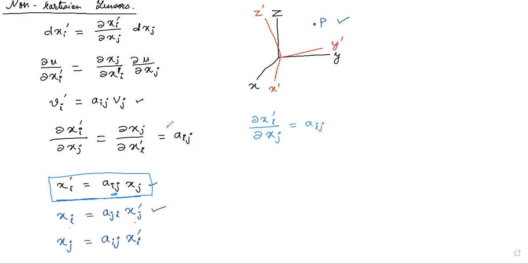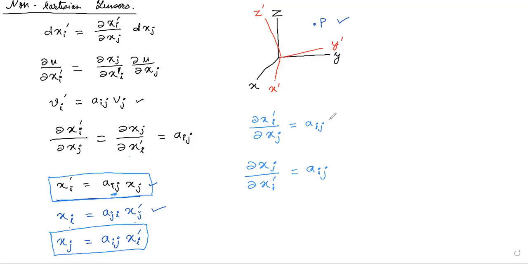Okay. Now let us look at the second partial derivative, dou xj by dou xi prime. To calculate this second partial derivative, we shall use this equation. From this equation we have dou xj divided by dou xi prime is equal to aij.